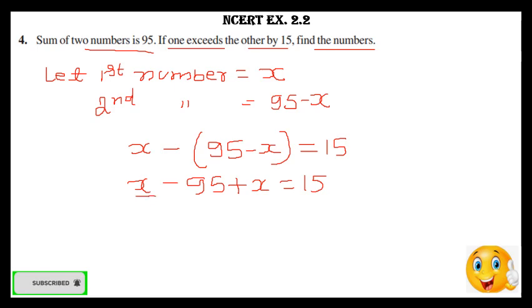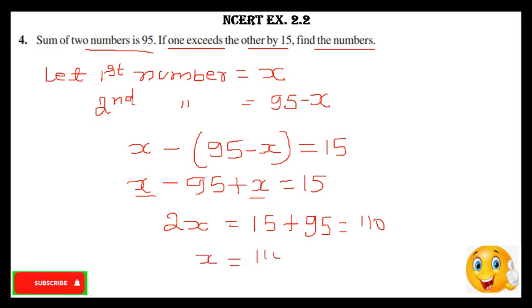Now x plus x are like terms, so they become 2x, and minus 95 can be transposed towards the right side, so we can write here 15 plus 95, and this is equal to 110. The value of x we have here is 110 divided by 2, and it gives you 55. So the first number we have is 55.